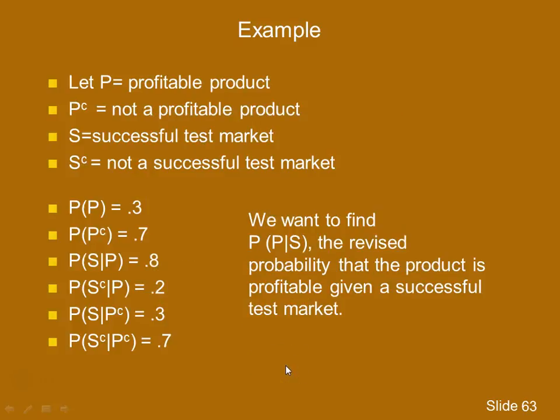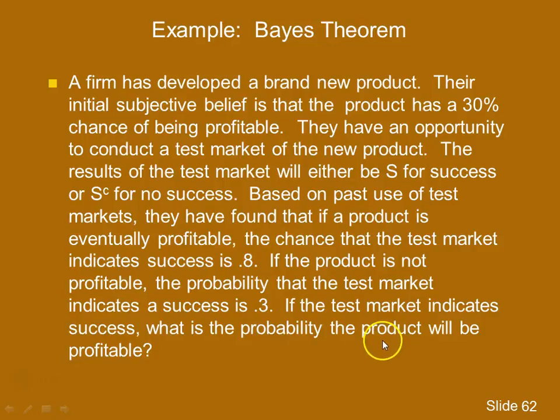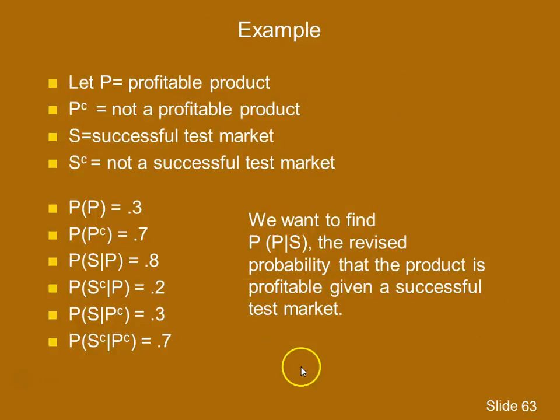Once again, what is it that we want to find? If the test market indicates success, in other words, given success, what's the probability the product will be profitable? So we want the probability of profitable given success.